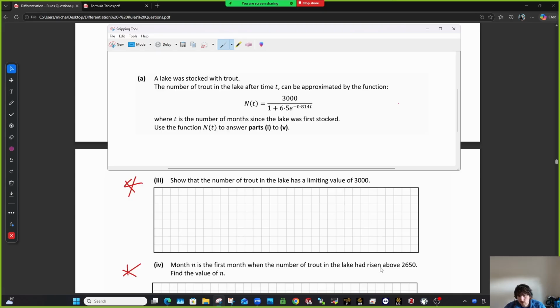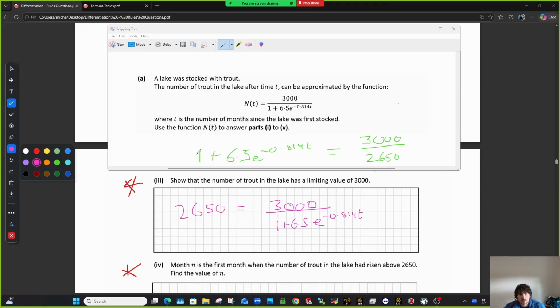Month n is the first month when the number of trout has risen above this. Find n. This is a question where they give you n and you work back to t using some algebra. I have one equation with one unknown, t, so you should be able to move this around and get t. I'll show you the algebra steps. Bring the bottom up, bring this down under the 3,000. So you get 1 plus 6.5 e to the minus 0.814t, and that will be equal to 3,000 over 2,650.